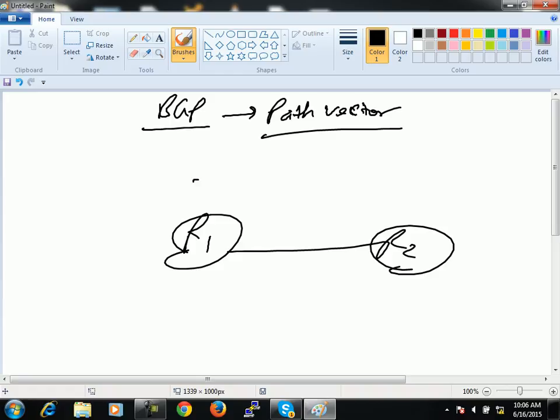So however, when they developed BGP, they put the convergence process aside.